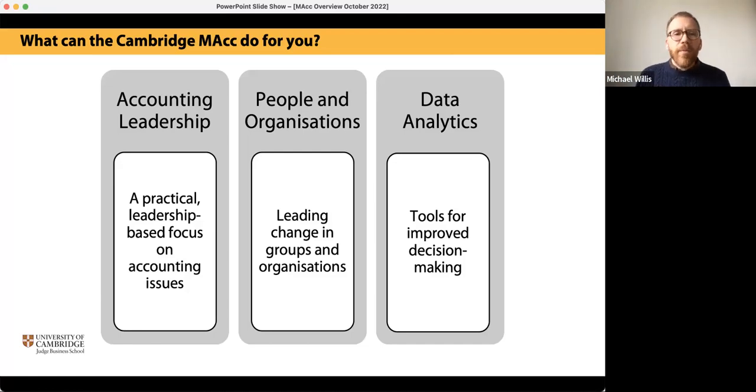People and organizations. Everything we do is in the context of relationships and groups and teams and organizations. And these need to be harnessed and led for change. So how do we lead change in groups and organizations? And then the third curriculum pillar, data analytics. And what are practical tools that we can apply for improved decision-making through data analytics?